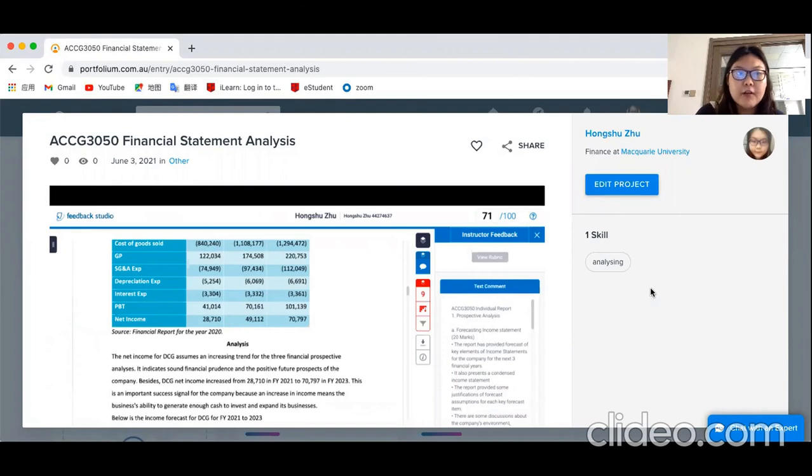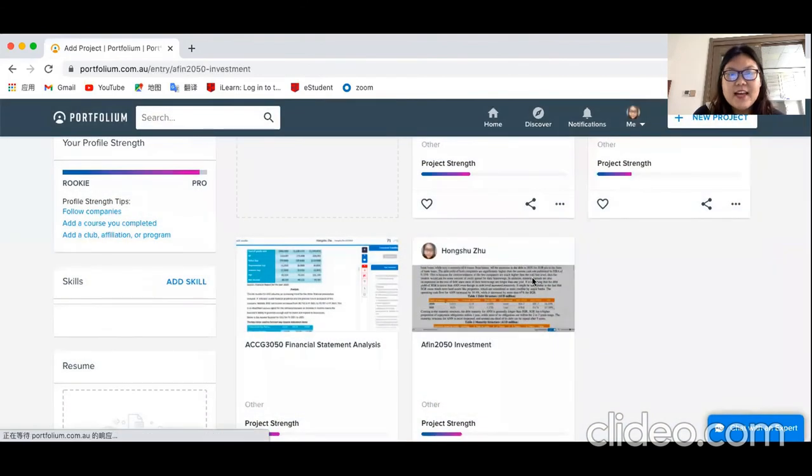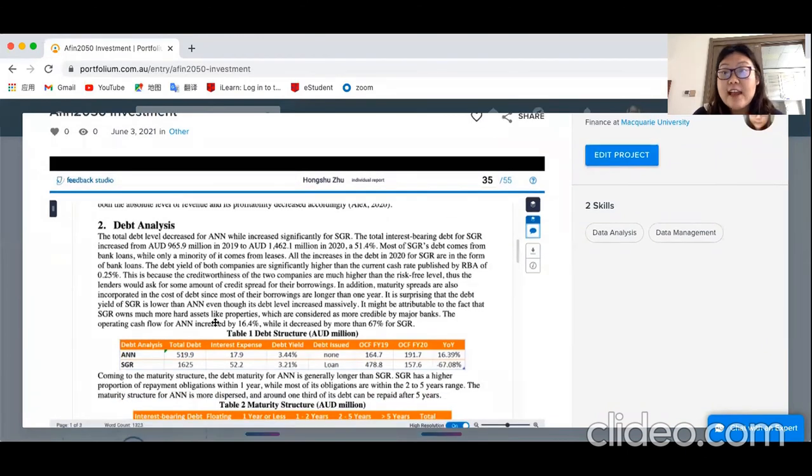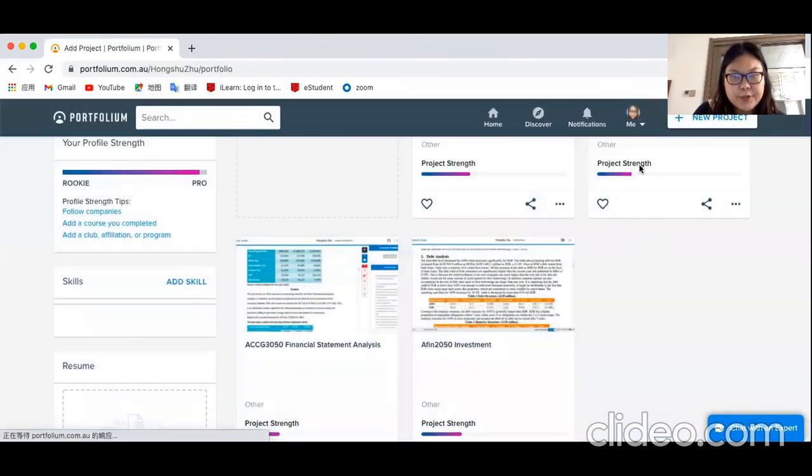First I will talk about MQBS3050 financial statement analysis. It's about data analysis. I think it's very interesting in my study time. And the second one is FN2050 investment. It's also about data analysis. I like to use numbers to represent it because I think numbers can tell the past things, you know, and the future things. It's very interesting.